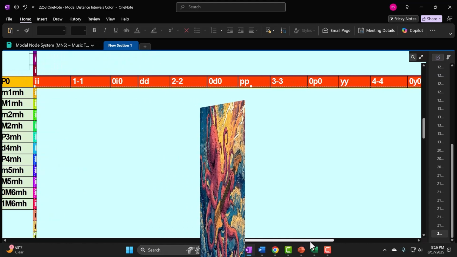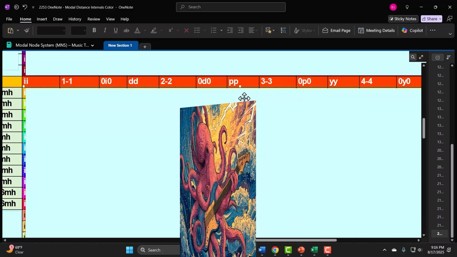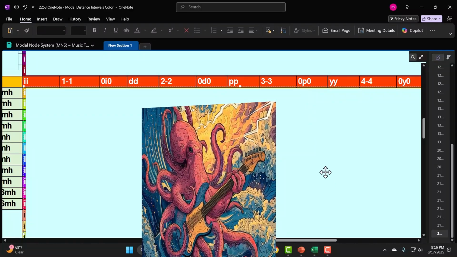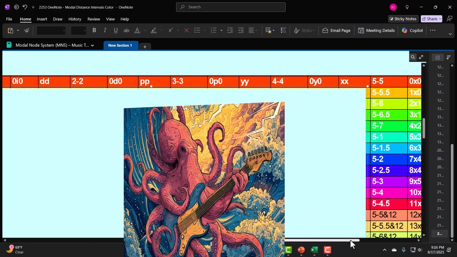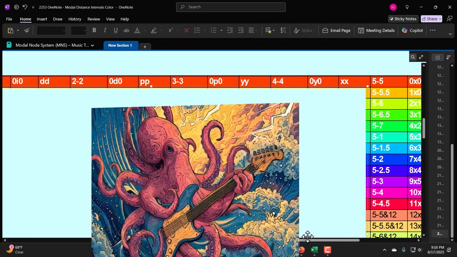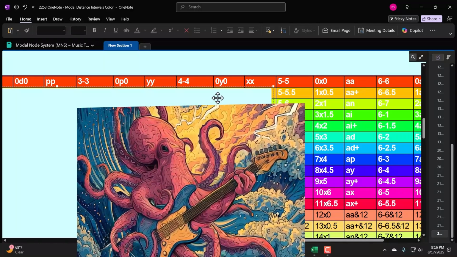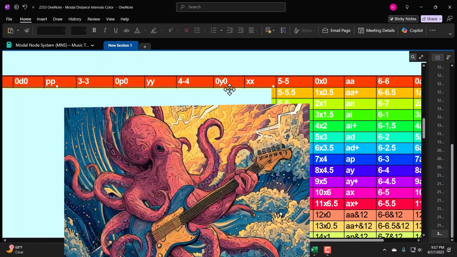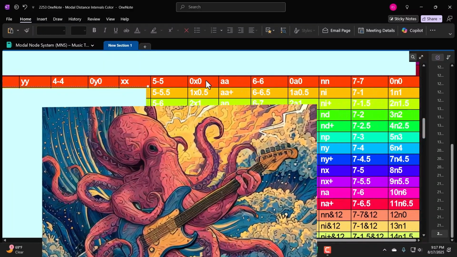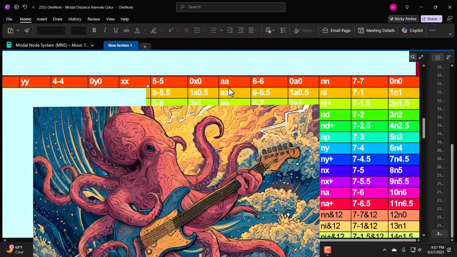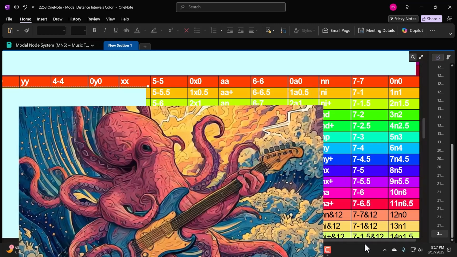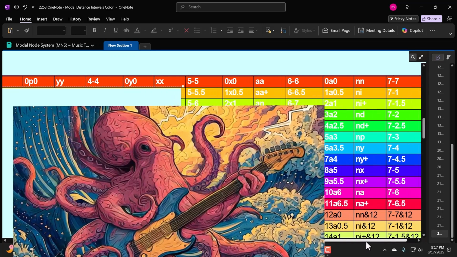So then if I went from the Phrygian, it would be a PP or 3-3 modal range. In other words, we're going 0 notes away from the Phrygian node, 0 modal half steps. It's still going to be flame. If I'm on the next one, a YY, that's going to be a 4-4 modal range. It's going to be 0 notes away from the Lydian, 0 modal half steps. And then an XX, Mixolydian to Mixolydian, once again, 0 notes away from the Mixolydian node, 0 modal half steps. An AA, a 6-6, I didn't go anywhere, 0 notes away from the Aeolian, 0 modal half steps. And then finally an NN, the same.